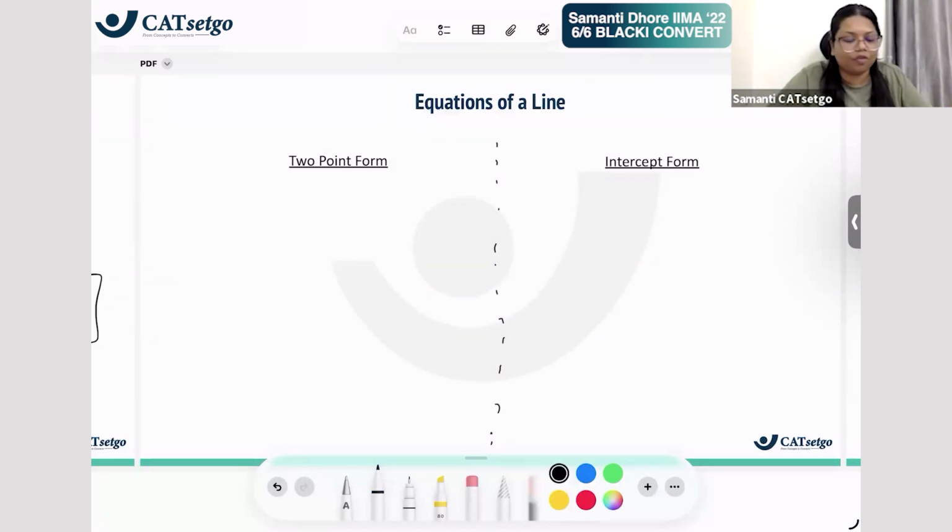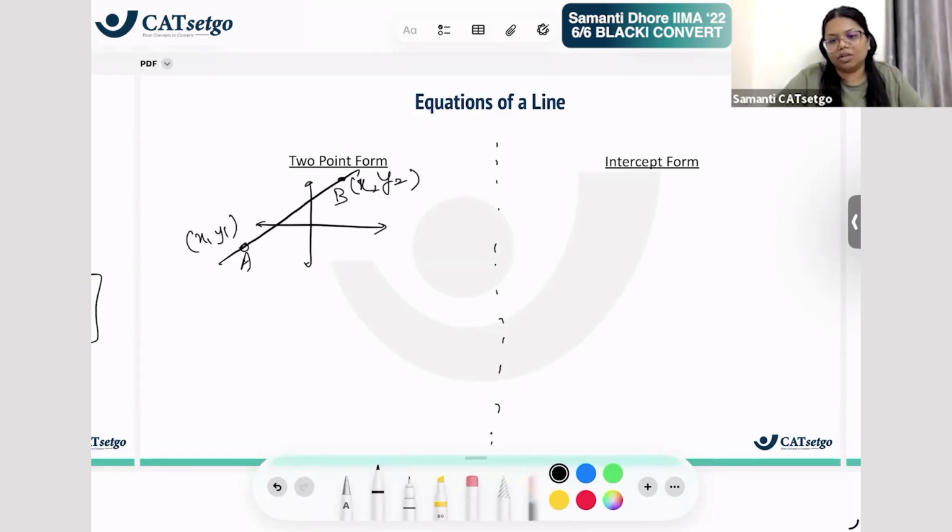Two more ways of writing. Two-point form means we know that on our x, y plane, the line is passing through two points, x1, y1 and x2, y2. We don't know the slope here. We don't know the intercept. We don't know anything. We just know that it is passing through two points.